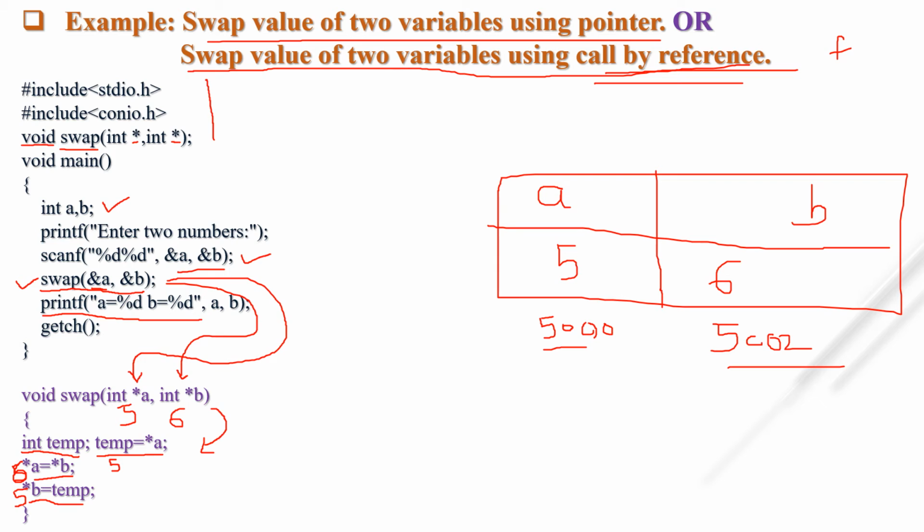So here the value is already going to change. Instead of 5, the latest value of a is 6. Instead of 6, the latest value of b is 5. So here we directly deal with the address of the variable, that is called call by reference. So what will be printed? The value of a is 6 and the value of b is 5.